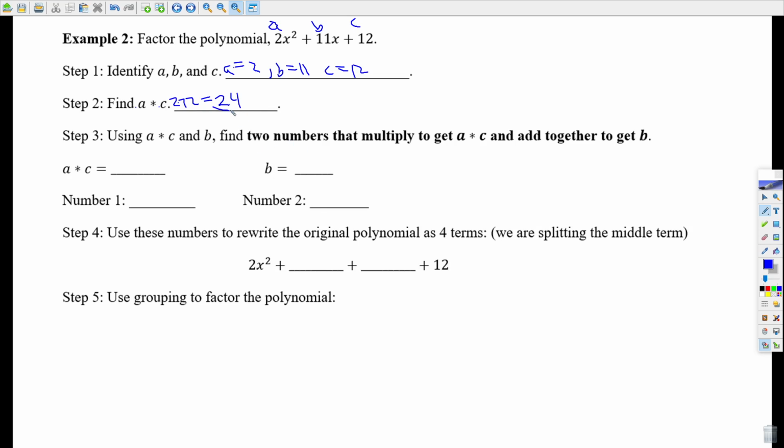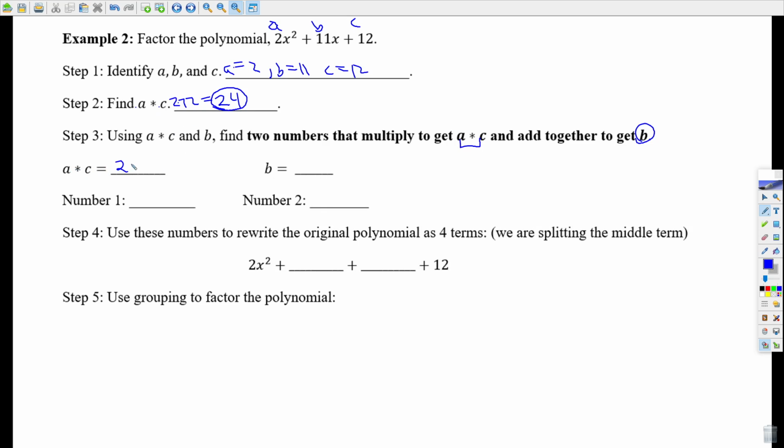So this is what we're going to use, like we did with the shortcut method. We're going to use A times C, and we're going to use B. If you remember, we used B before. We're going to find two numbers that multiply to get A times C, or 24, and add to get B. So what is B? 11. So I'm going to write that down here.